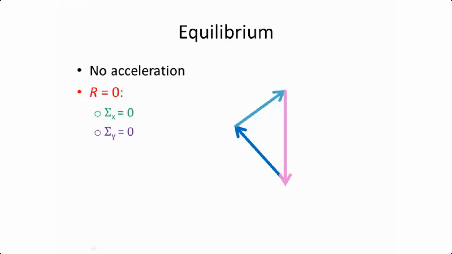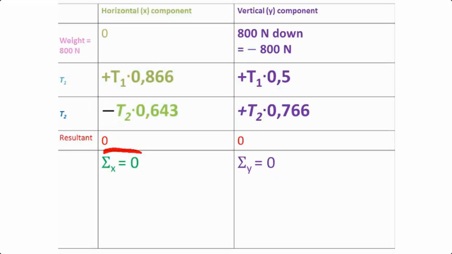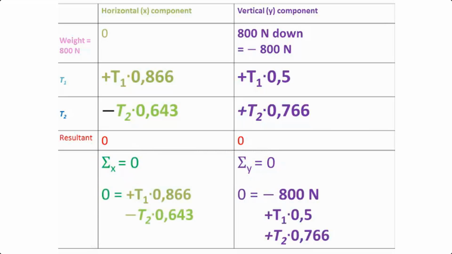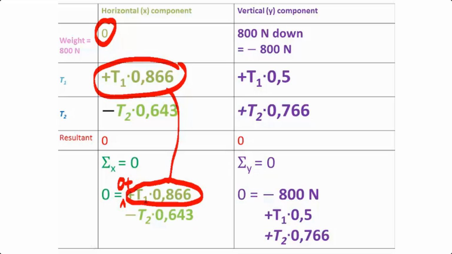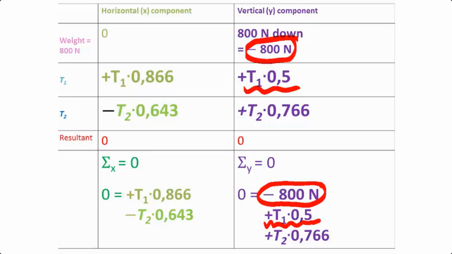Because in equilibrium, remember, the resultant is 0. So the sum of the x components is 0, the sum of the y components is 0. So that's what we do here. Sum of the x components must be 0, the sum of the y components 0. So notice 0 equals, okay, I suppose I should have said 0 plus, but obviously I don't need to. That's that. 0 placed there. Plus this value here, T1's x component, plus this value here, T2's x component. And the sum of the y components must also equal 0. So 0 is equal to minus 800 plus T1's y component plus T2's y component.